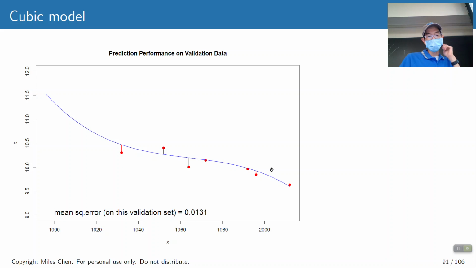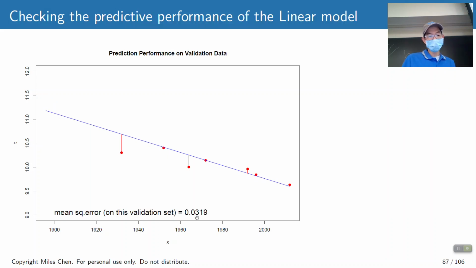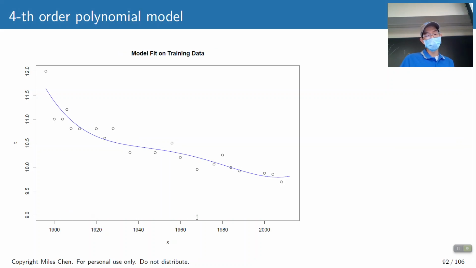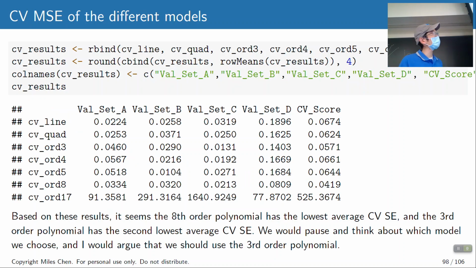And so I think this one we were looking at validation set C, and so our mean squared error is 0.0319, here was 0.025, 0.0131, 0.0192, and so on and so forth. These are the cross-validation sets. And I went through and I calculated the mean squared error for all of the different validation sets. I had validation set A, set B, set C, and set D. And when we calculated the mean squared error for each of these, we got different quantities. And so the overall cross-validation score is the average. I got 0.0224, 0.0258, 0.0319, 0.1896, and the average is 0.0674.